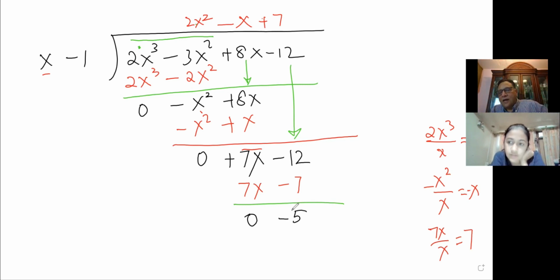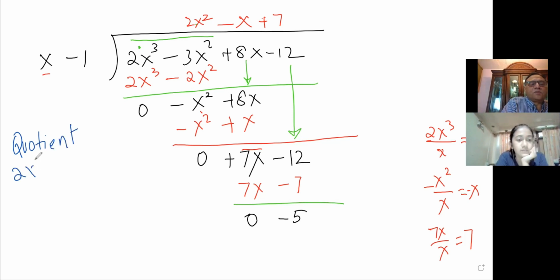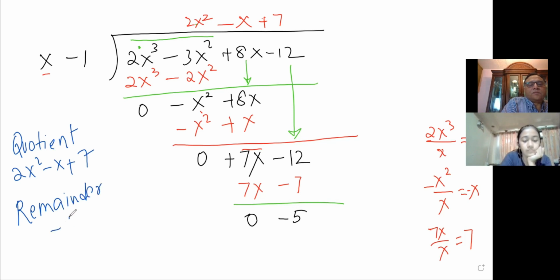Perfect. So that is the process. So now you can write down what is the quotient for you? 2x squared minus x plus 7. And what is the remainder? Minus 5. Absolutely clear. Correct? Yeah. You have understood the process.